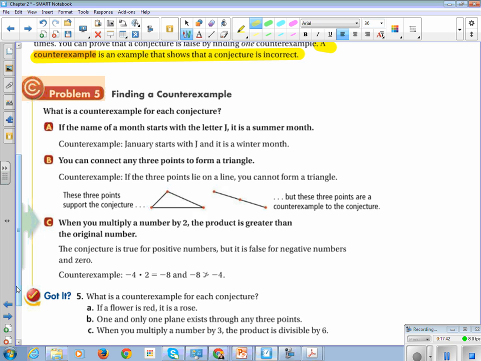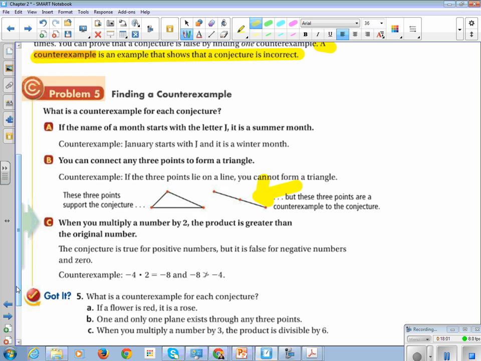Okay. You can connect any 3 points to form a triangle. Counterexample is if 3 points lie on a line, you cannot form a triangle. Look at these guys. 3 points on a line. Crazy.